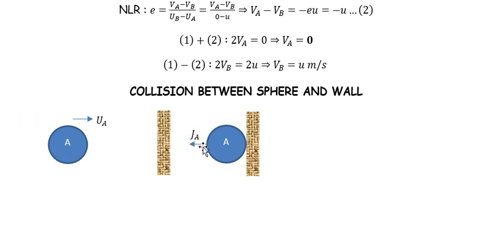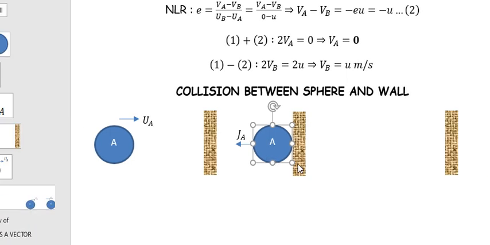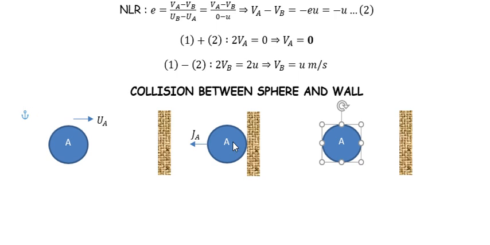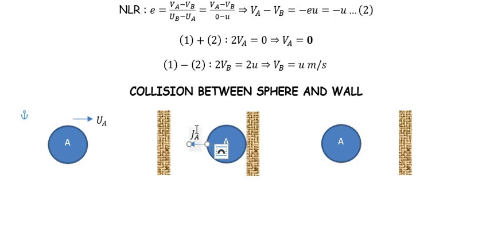Now after impact, the sphere rebounds. So the sphere is now going to be moving. The sphere has now left the wall. It is now maybe somewhere here. The sphere actually acquires a final speed or a final velocity. We can call it VA. So this is impact between the sphere and the wall.